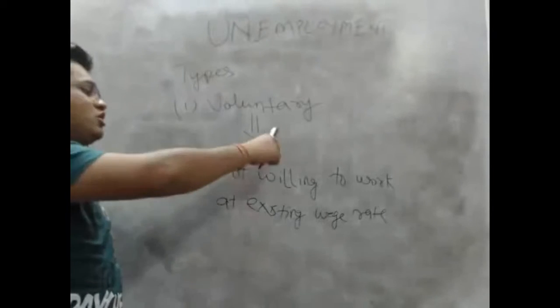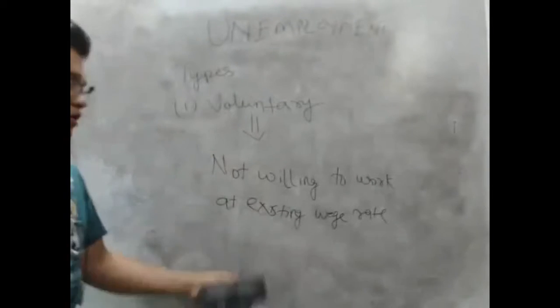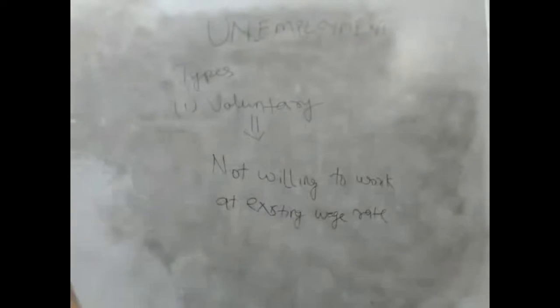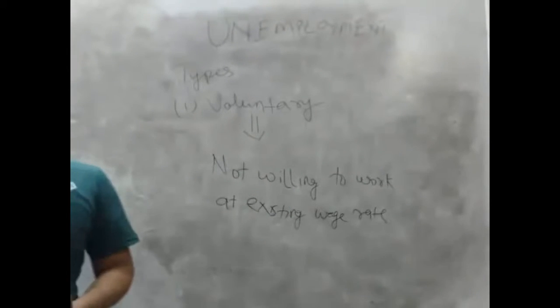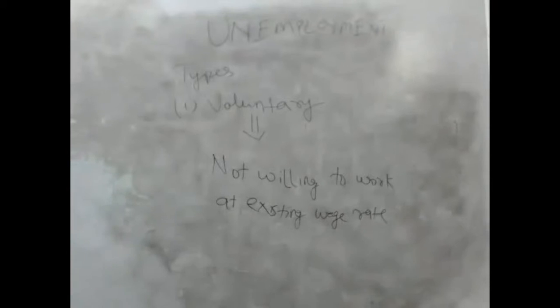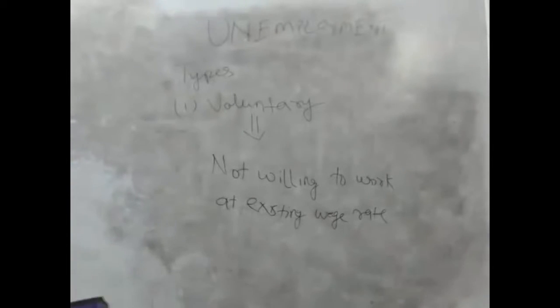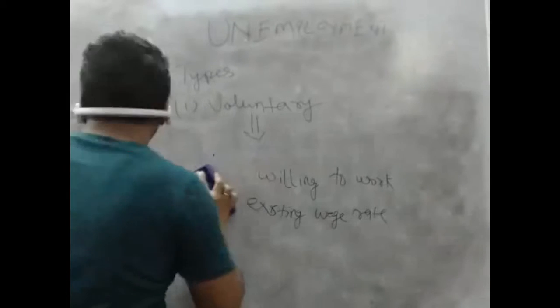So when you are not willing to work at the existing wage rate, then the unemployment because of this situation is called voluntary unemployment. You are simply not willing to work at the wage that you are getting. Okay? Is it clear? Okay. So should this be a problem for policymakers? No. Okay.